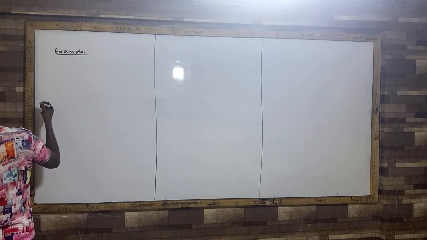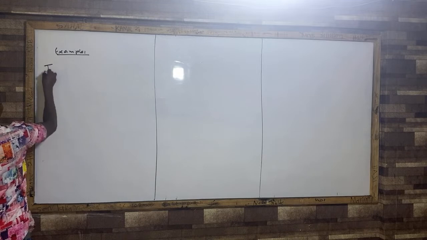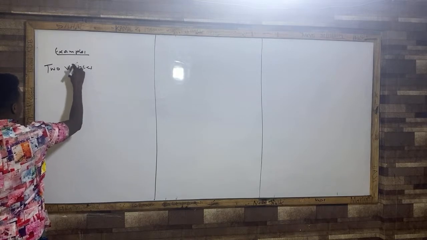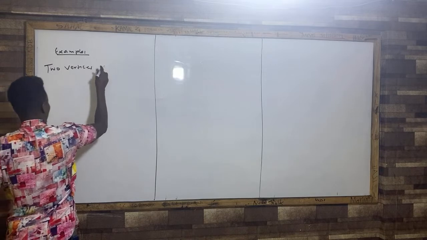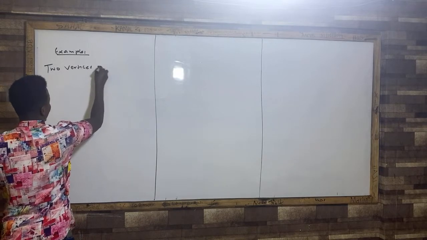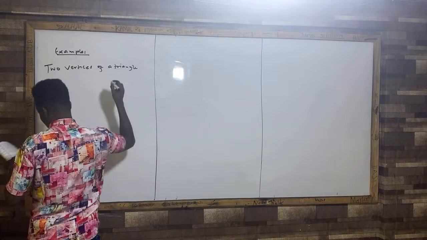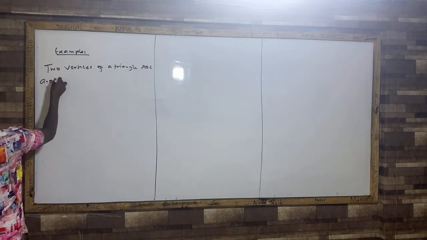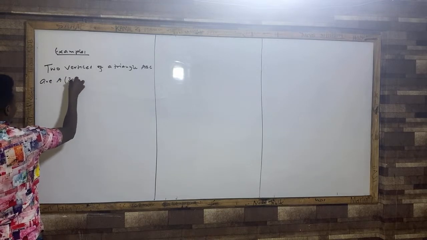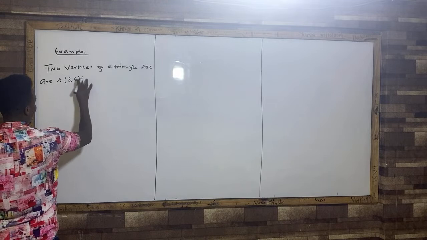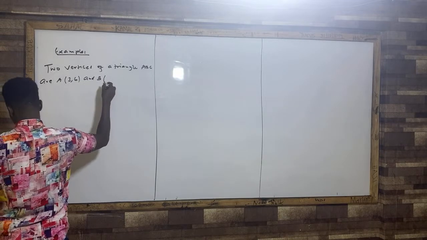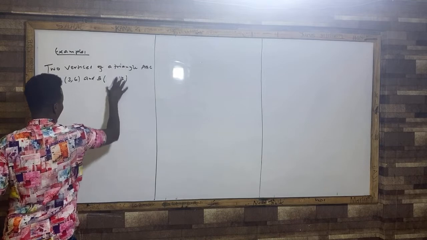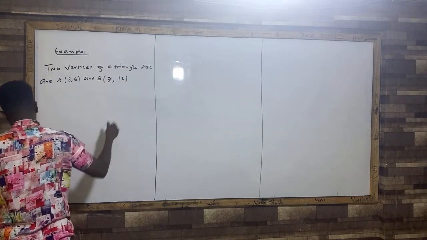We are told two vertices of a triangle ABC are A (2, 6) and B (7, 12), full stop.